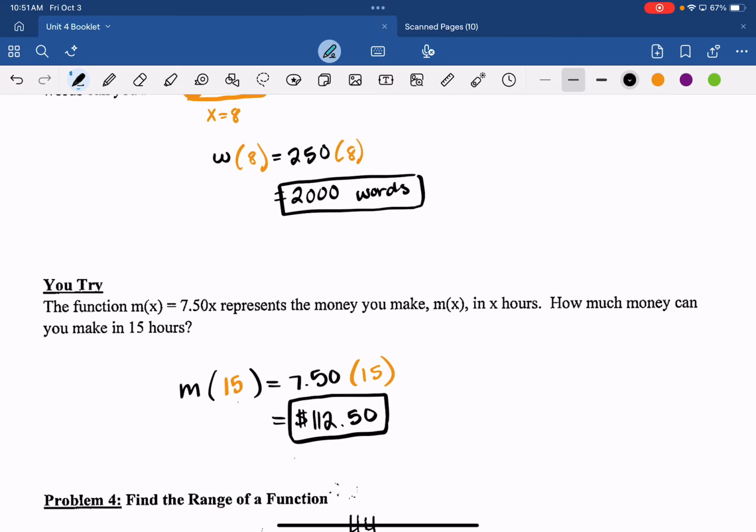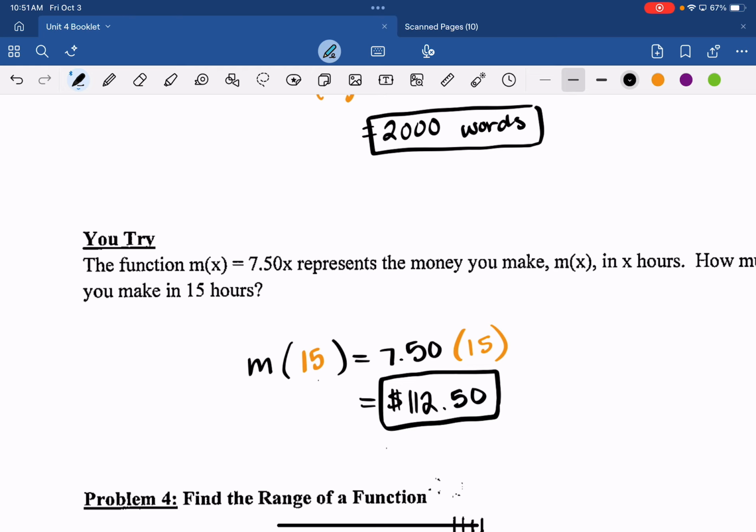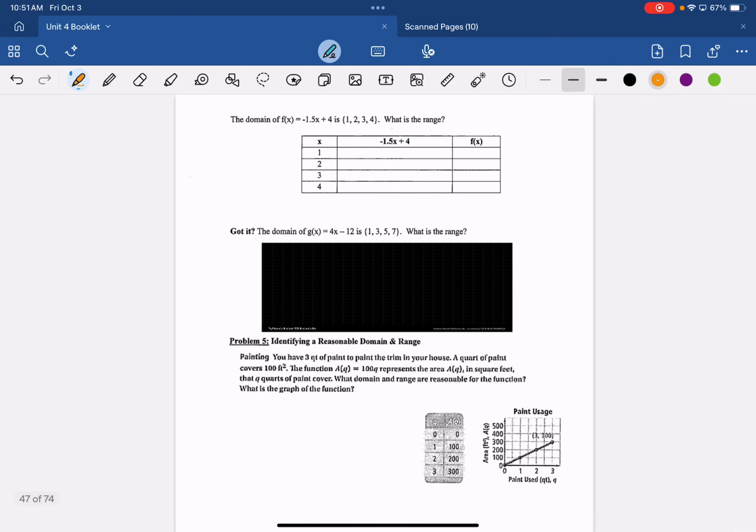Okay, so we had m of 15, because I was giving you 15. Okay, and we plugged it in for x, and we solved. Okay. All right, last page.